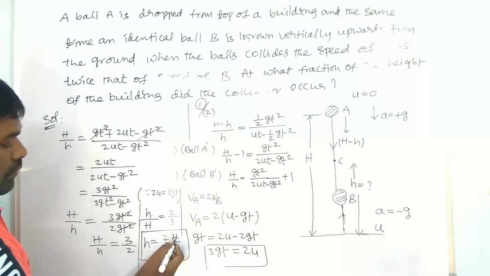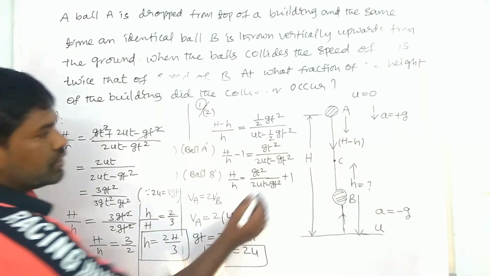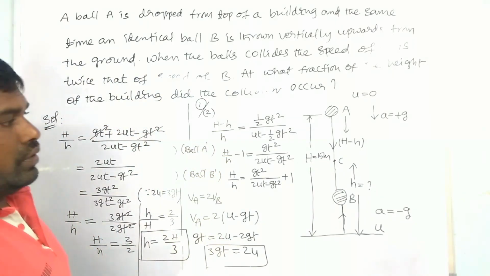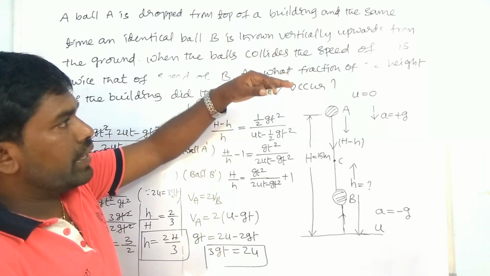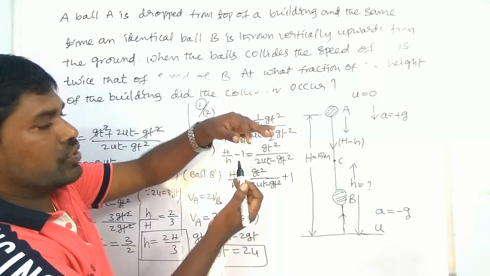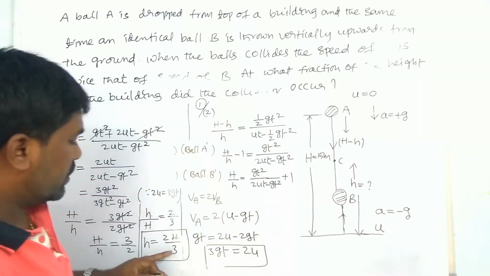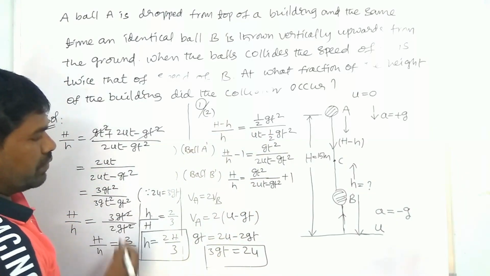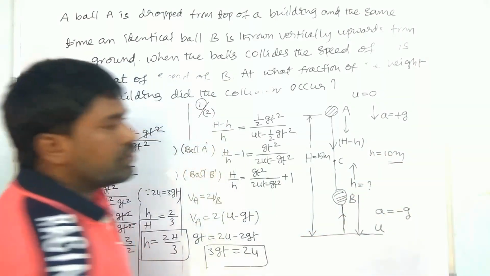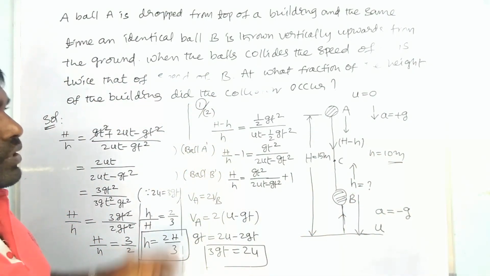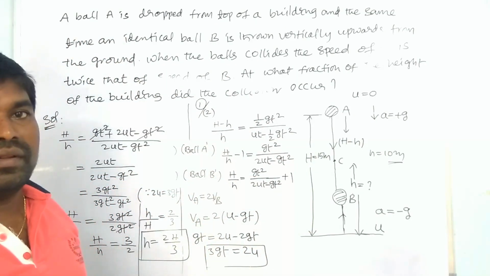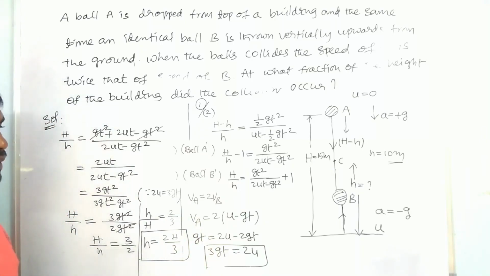So for example, if the height of the building is 15 meters, at the 15 meters height of the building a ball A is dropped and another ball is thrown at the same time vertically. At what distance can they collide with each other? That is 2 into 15, 30 by 3, it is 10 meters. At the height of 10 meters, they collide with each other. Right? So this is the process you have to follow to find this.